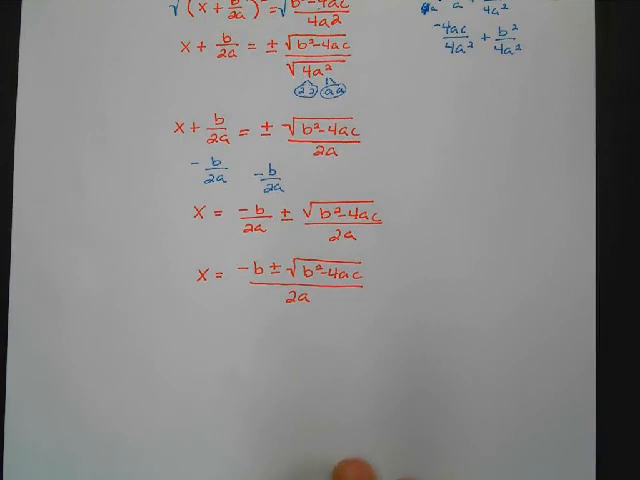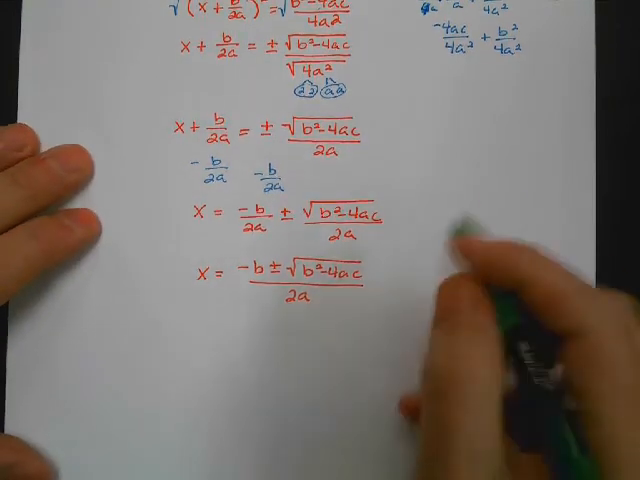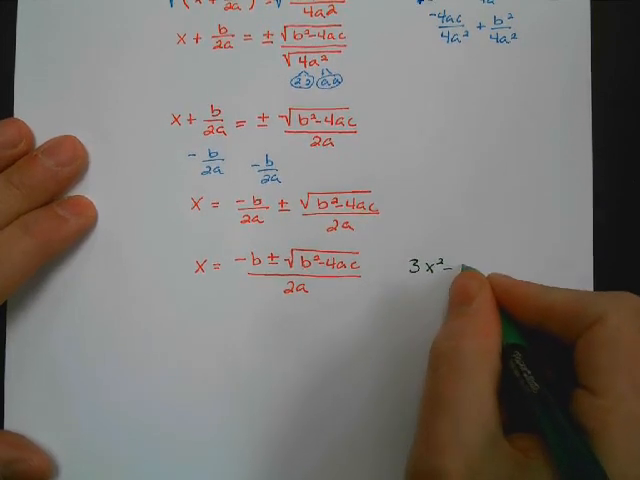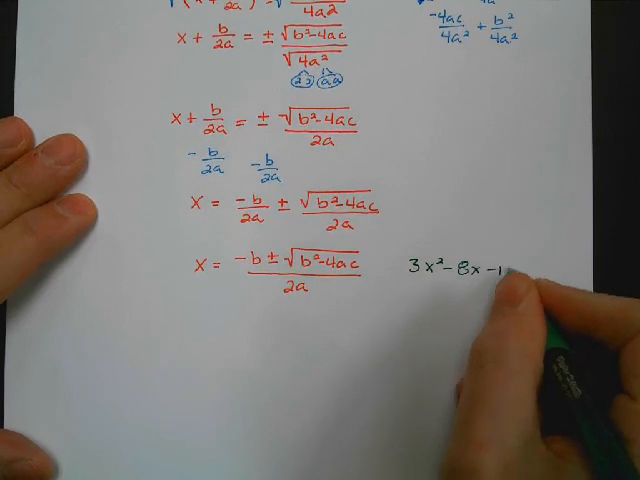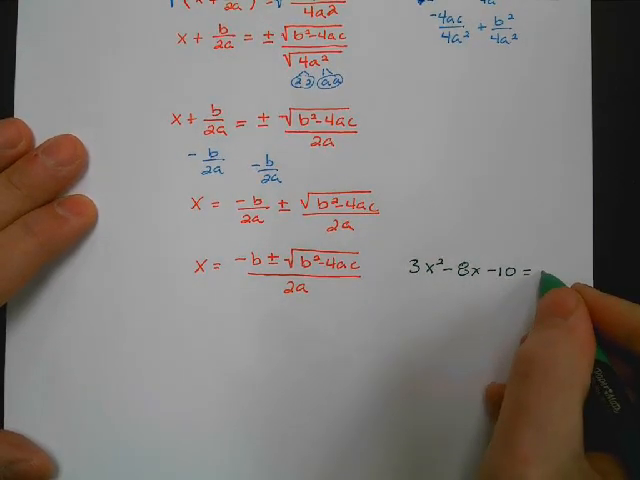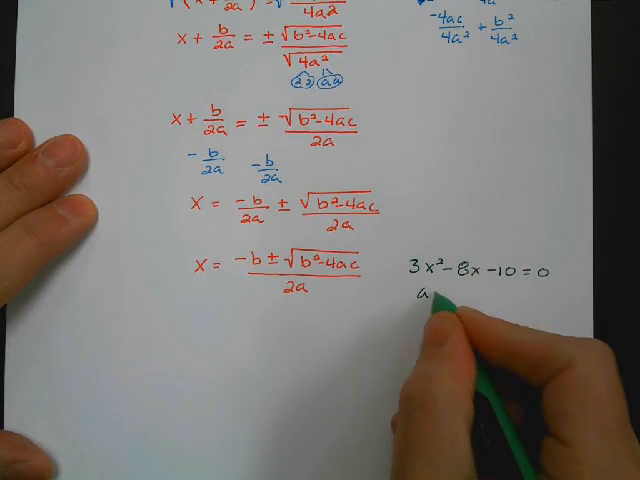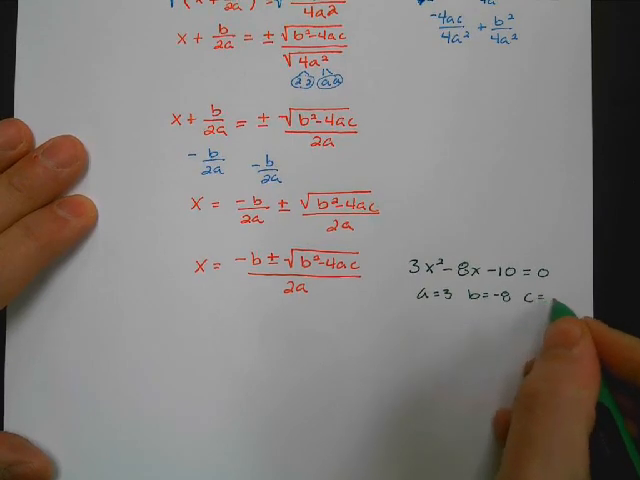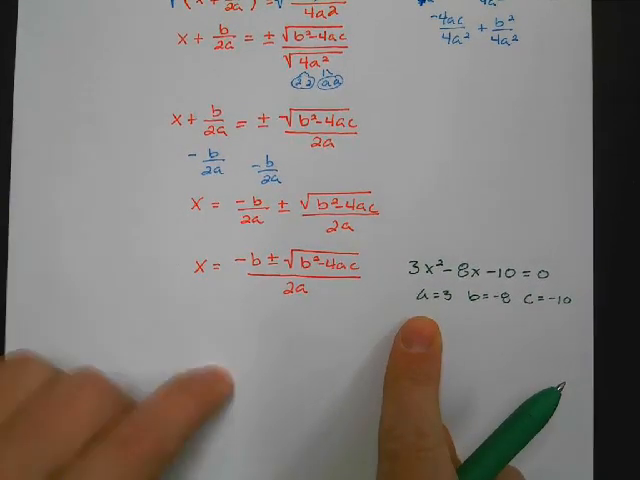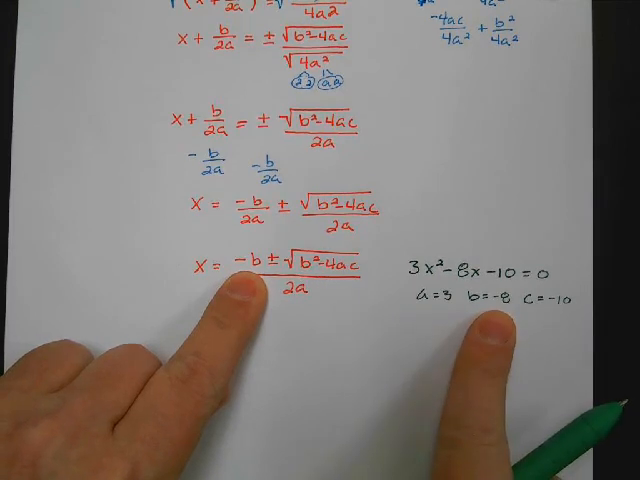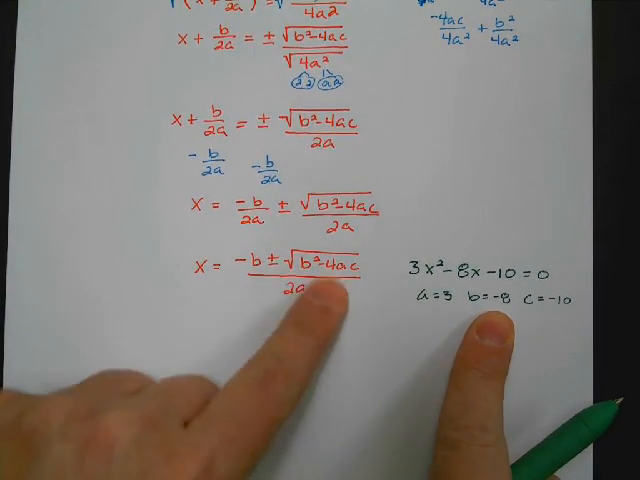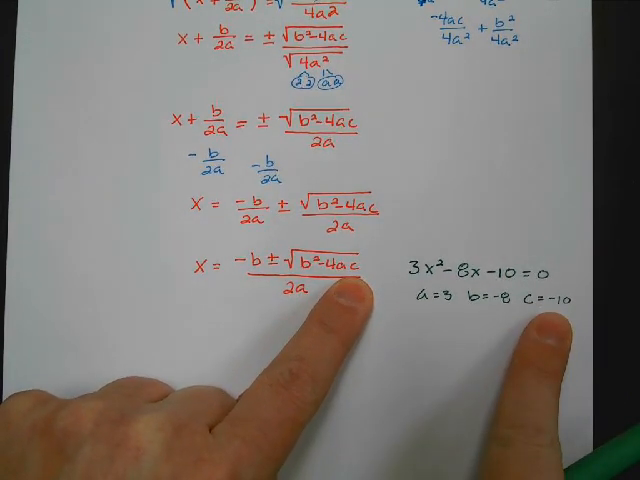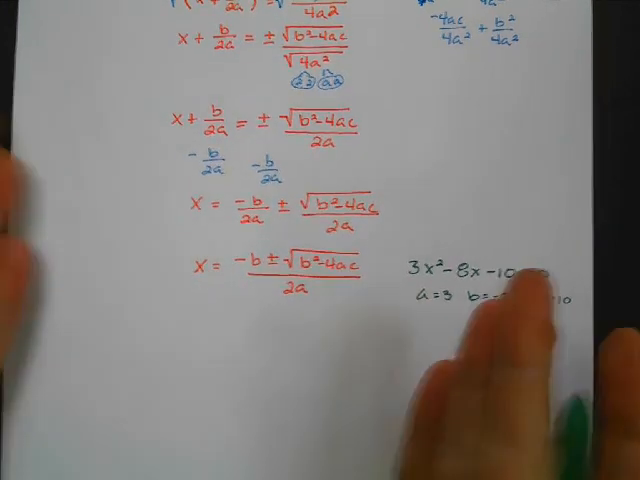Now, what does this mean? It means on the previous problem, if you remember, the problem was 3x squared minus 8x minus 10, that on this problem, a was 3, b was negative 8, and c was negative 10. All we have to do is anytime we see b, we plug in negative 8. Anytime we see a, we plug in 3. Anytime we see c, we plug in negative 10. And then we have our answer because we just made this formula.